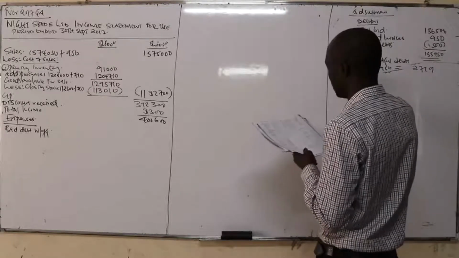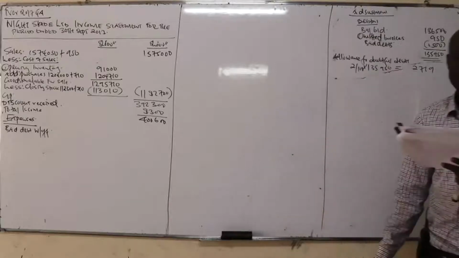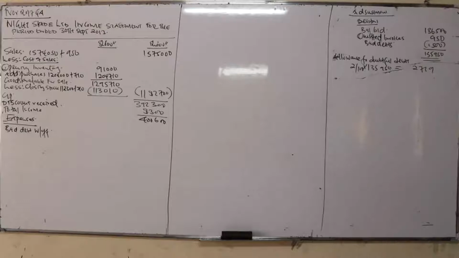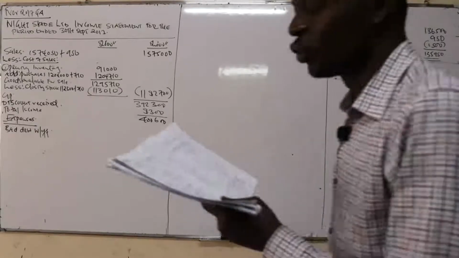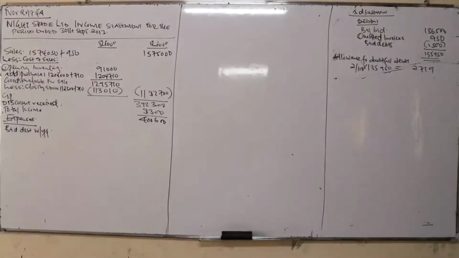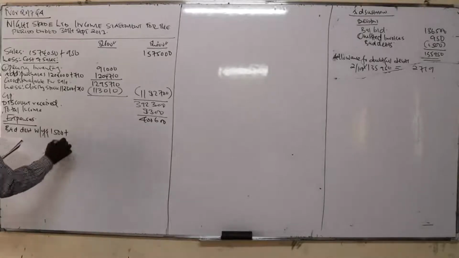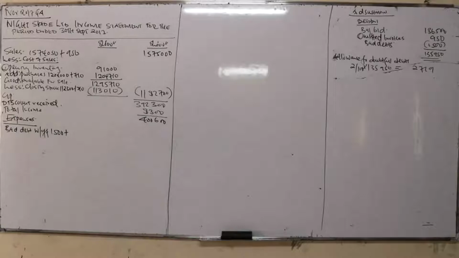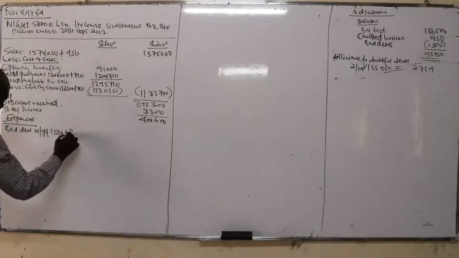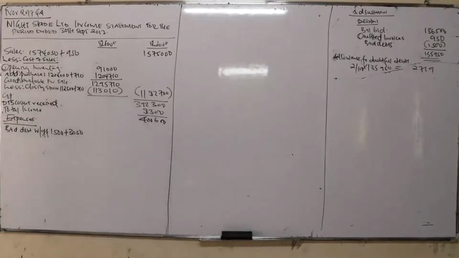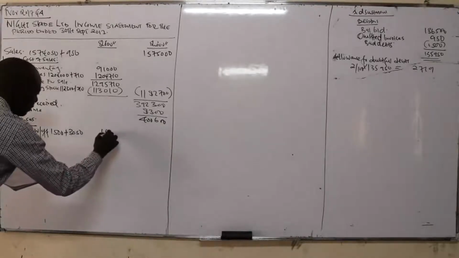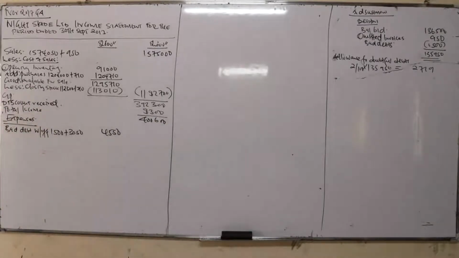Opening balance. We have bad debts in the trial balance. So that is an increase, isn't it? So it is an expense. So bad debts written off will be how much? It will be 1,500 plus the one in the trial balance, which is how much? 3,050. So the total is how much? Is it 4,550?